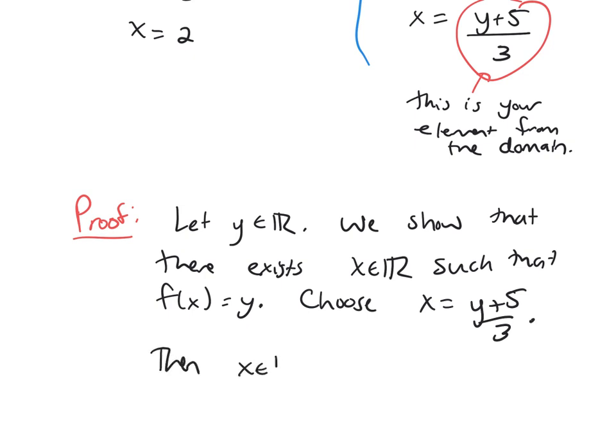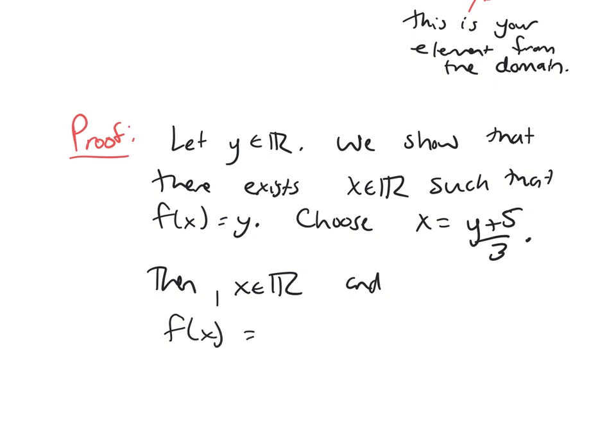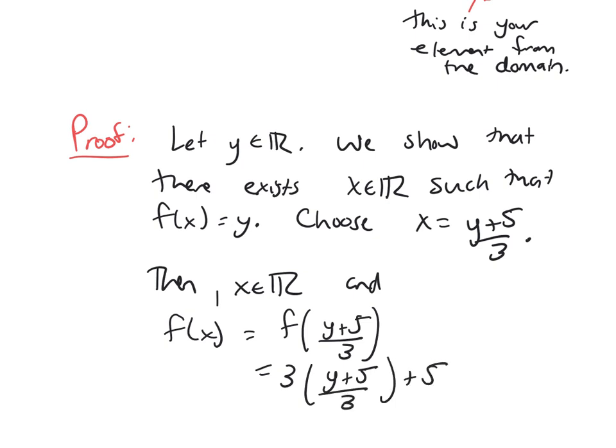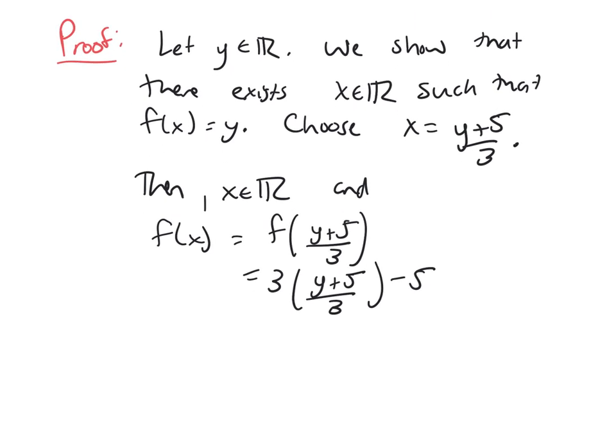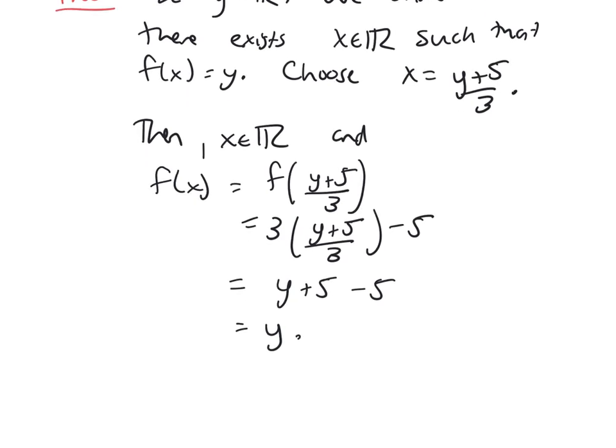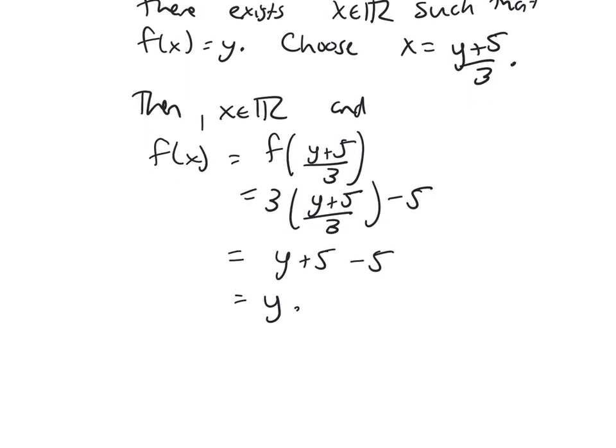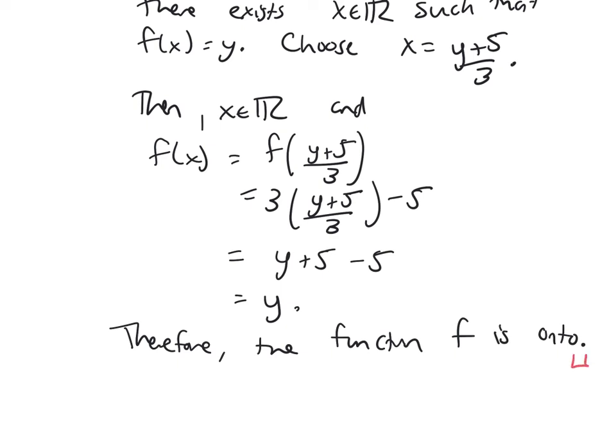Then x is a real number. And if I look at f of x, this is f of (y plus 5) over 3, which is 3 times the input, minus 5, that's my function f. And then here, the 3's cancel, y plus 5 minus 5, so this is y. So I found an input value x that outputs my value y, and since y was arbitrary, I can conclude, therefore, the function f is onto, and that completes my proof.